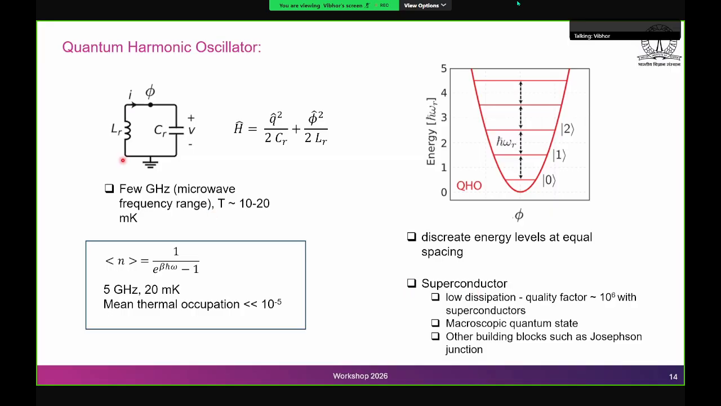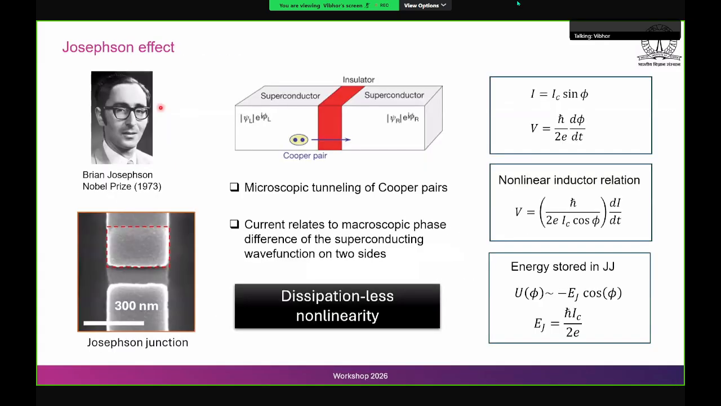A few other reasons why superconductors become necessary: like I said earlier, because of low dissipation, you can achieve a high quality factor in such resonators. The other fact is that it's a macroscopic quantum state. So this node flux that we define here, along with other superconducting elements such as the Josephson junction, makes it macroscopic. So we don't have to worry about many other smaller degrees of freedom. We can deal here with a single variable phi. So these are the advantages of using superconductors.